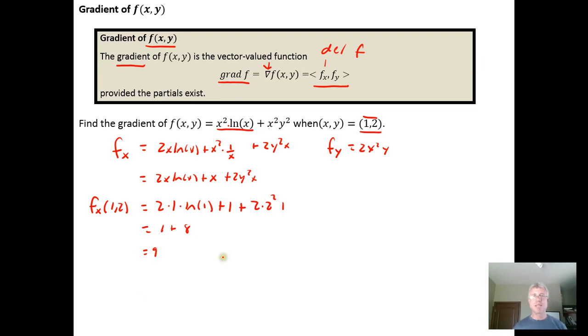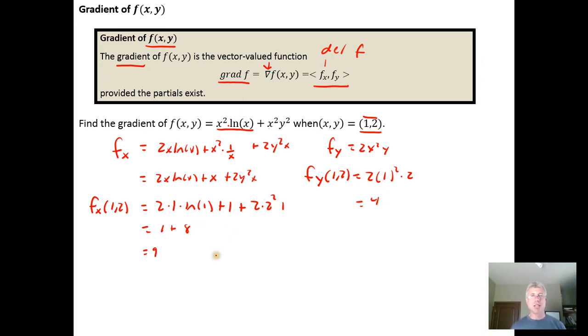And we get 9. And over here we need to calculate the partial derivative with respect to y when x is 1 and y is 2. So we're going to plug in 2 times 1 squared times 2, which is just going to be equal to 4.